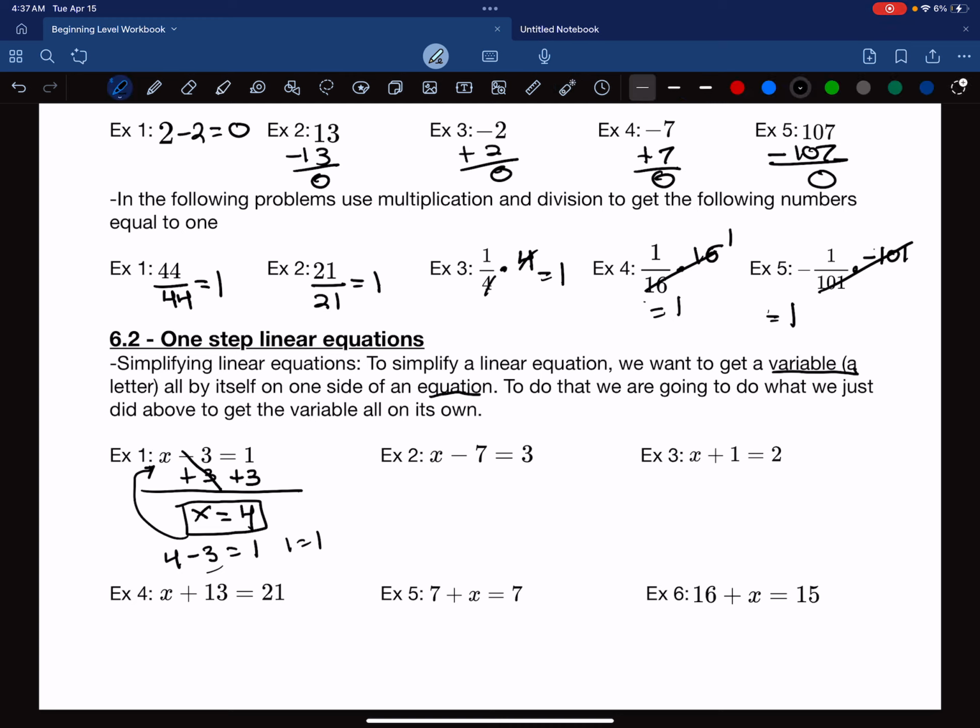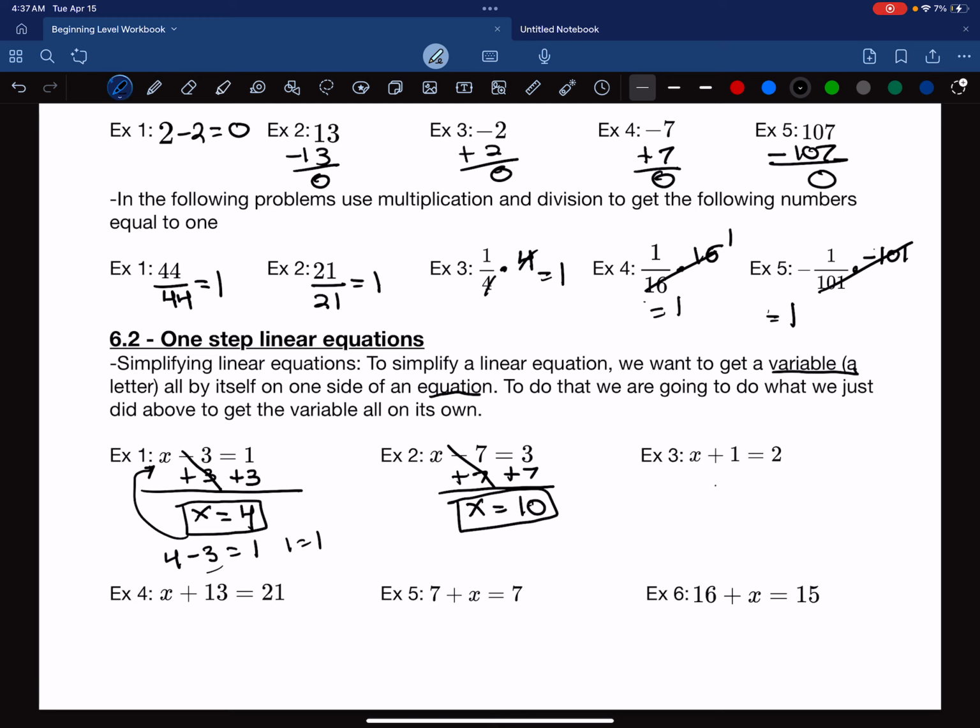So looking at example 2, we have x minus 7 equals 3. And to get this x on its own, we're going to add that 7 to both sides. So this negative 7 and positive 7 cancel. So we're just left with x. And then 3 plus 7 is 10.